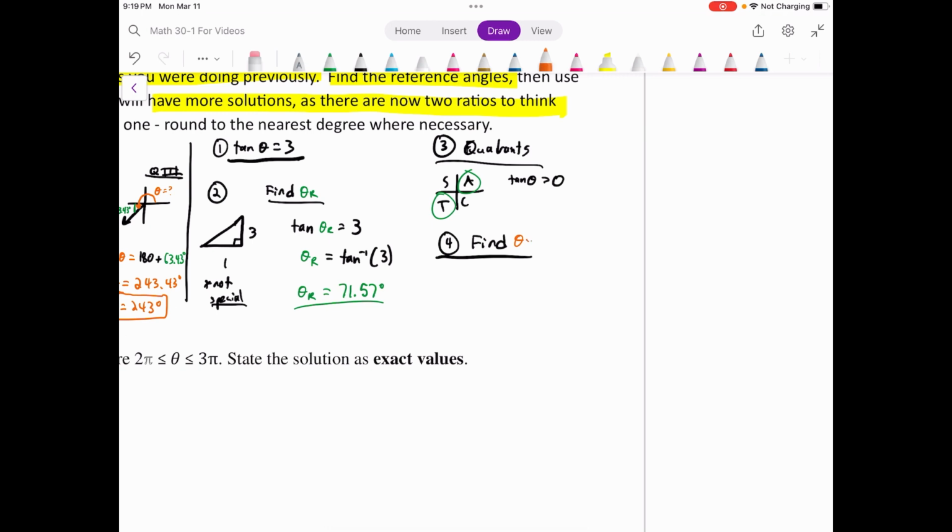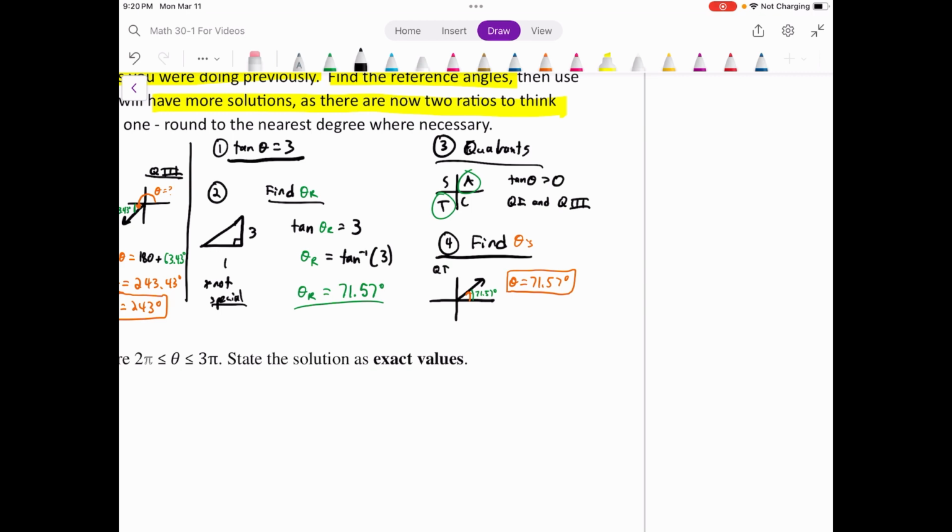So what angle in quadrant 1, whoops, I forgot to actually say here, quadrant 1 and quadrant 3. There we go. What's this angle? If this is 71.57, yeah, theta is also 71.57. You got it. So theta is 71.57 degrees for quadrant 1.